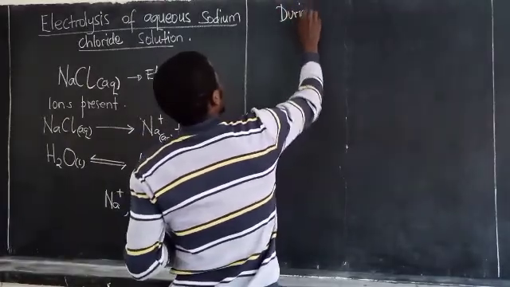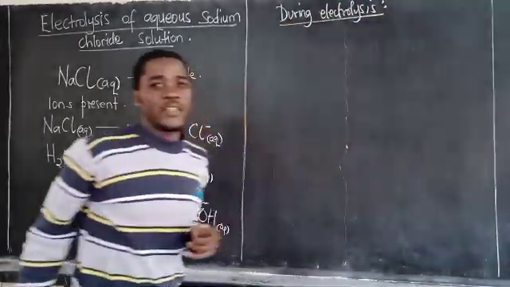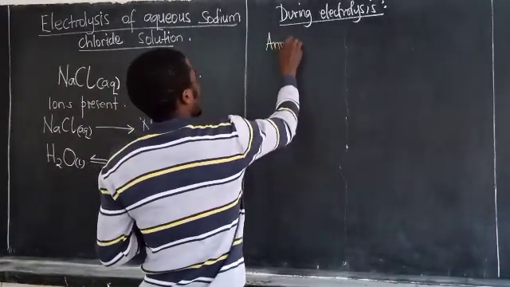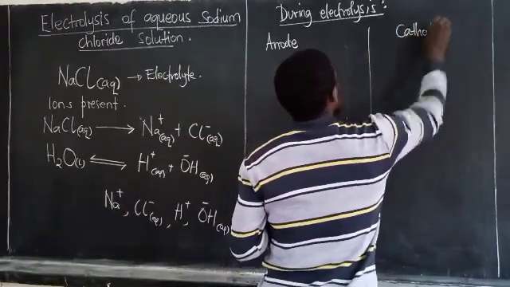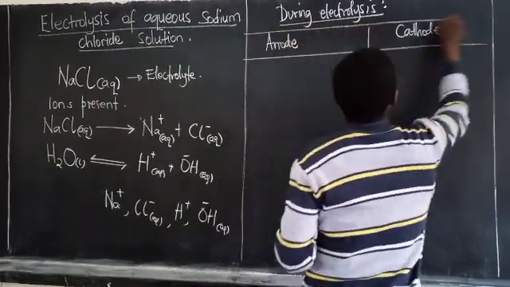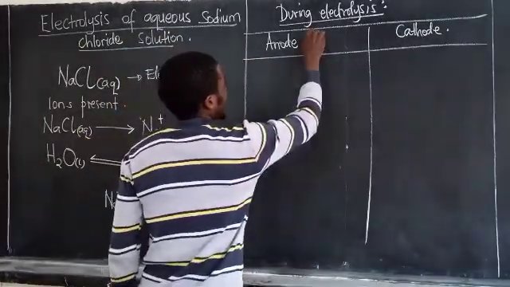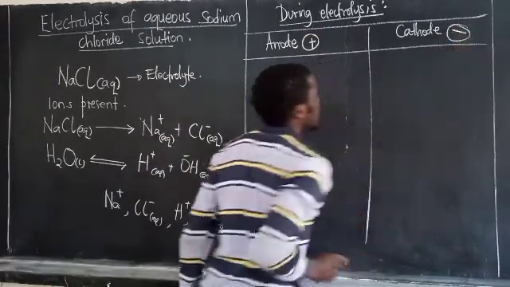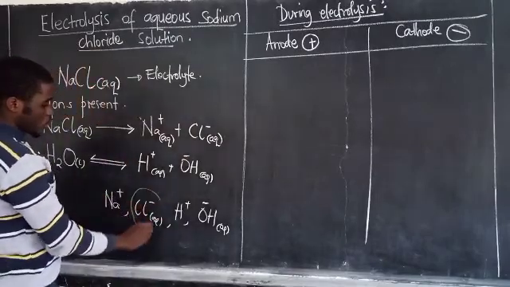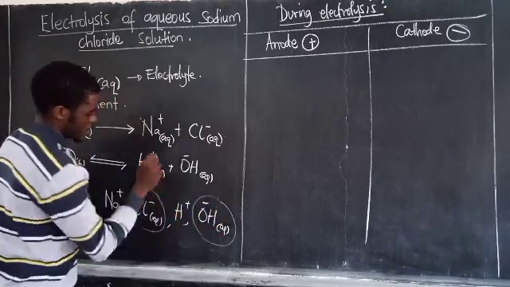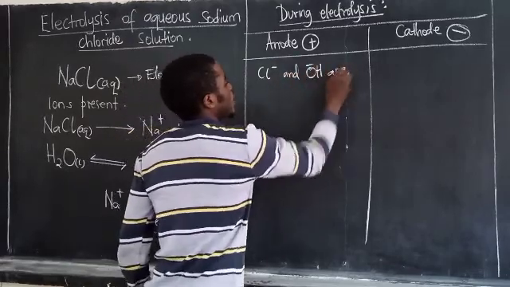During electrolysis, what happens? We are going to talk about what happens at the anode and what happens at the cathode. At the anode, what will take place? We remember that the anode is positively charged and the cathode is negatively charged, which means that since the anode is positively charged, it is going to attract ions that are negatively charged. Therefore, the chloride ions and hydroxide ions are attracted.